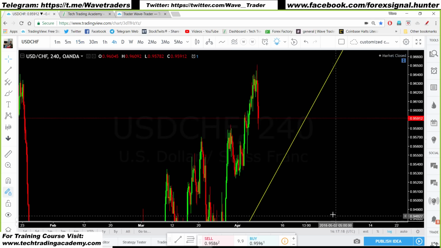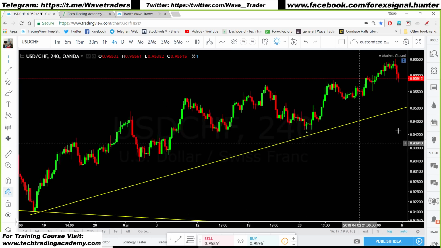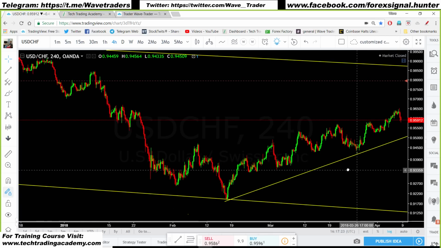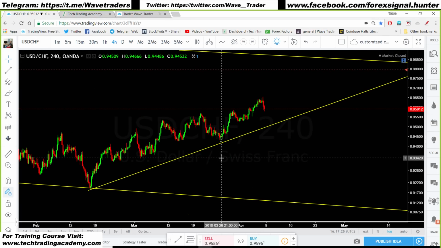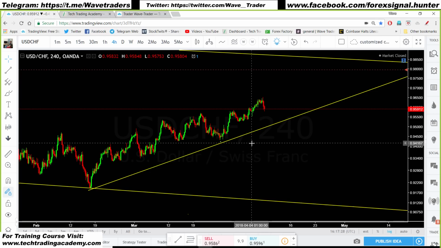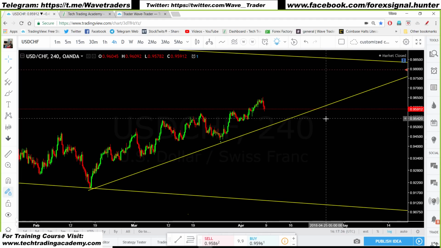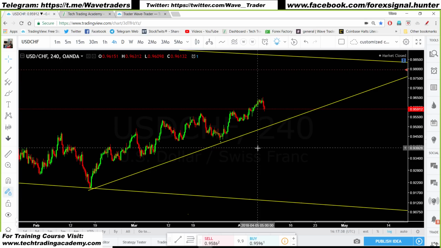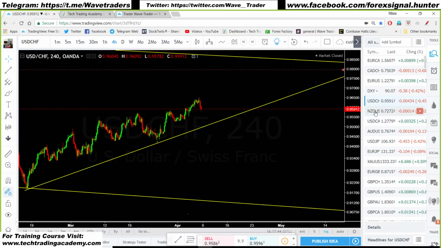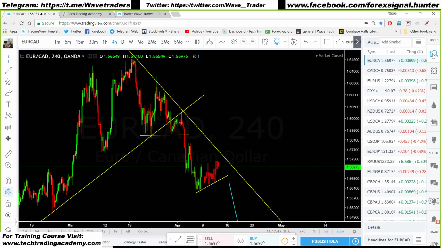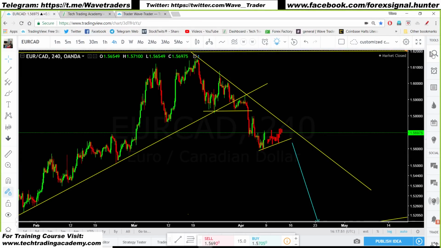If you are going to sell the DXY, this pair is going to be much better compared to the DXY. The potential is going to be much better here on the dollar chief rather than the DXY. You can buy the Euro USD, but the potential is going to be much better here rather than those two pairs on the dollar chief. All right, so let's look at the Euro CAD.